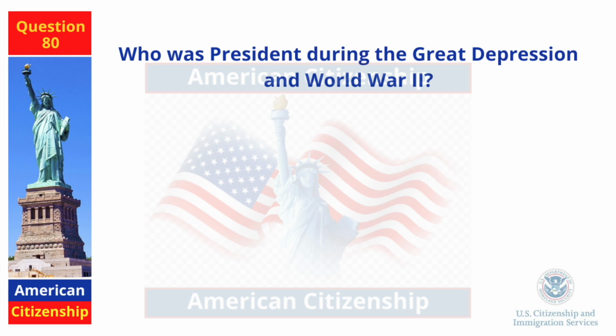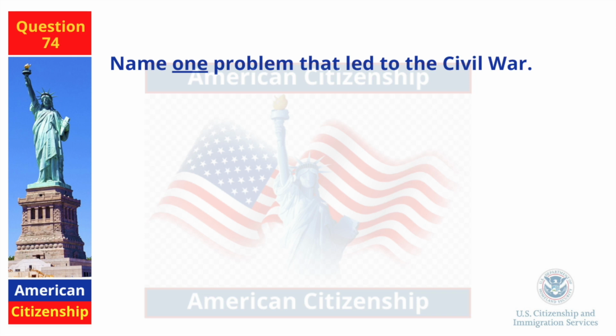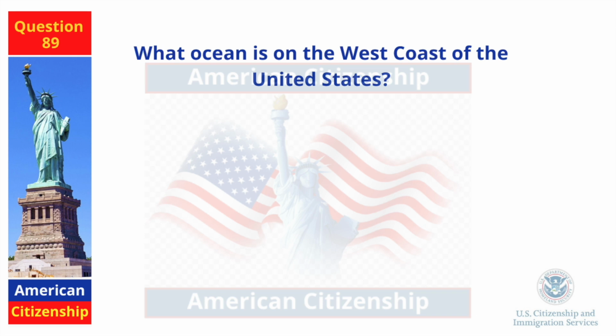Who was president during the Great Depression and World War II? Franklin Roosevelt. Name one problem that led to the Civil War. Slavery. What ocean is on the west coast of the United States? Pacific Ocean.